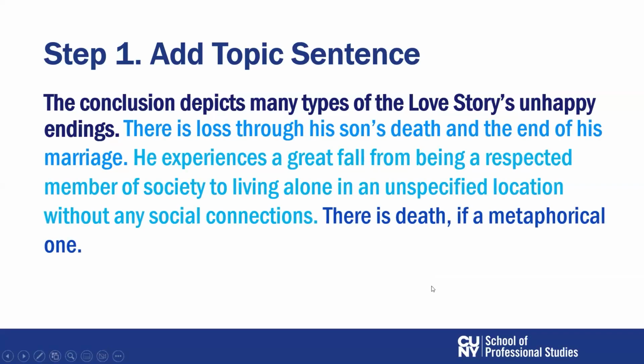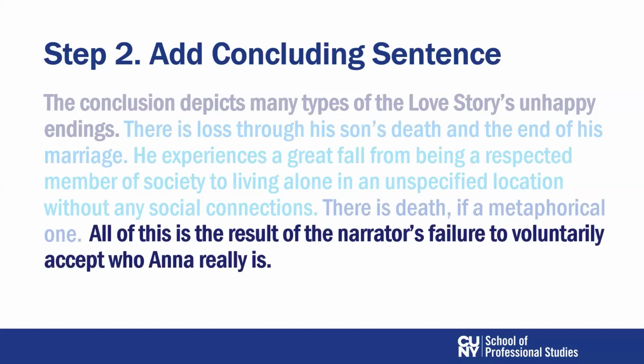Step two then is to add some evidence. So in this case, I'm not actually quoting anyone because of where I was in this paper, but I'm still giving 3 pieces of evidence. The first one is that there is a loss through a character's death. The second one is that this character experiences a great fall. He was a respected member of society, and now he lives alone and nobody loves him, essentially. And third, there's a metaphorical death, right? So I've got 3 pieces of evidence. And then at the end, I am adding a concluding sentence. So my concluding sentence in this case is, all of this is the result of the narrator's failure to voluntarily accept who another character is.